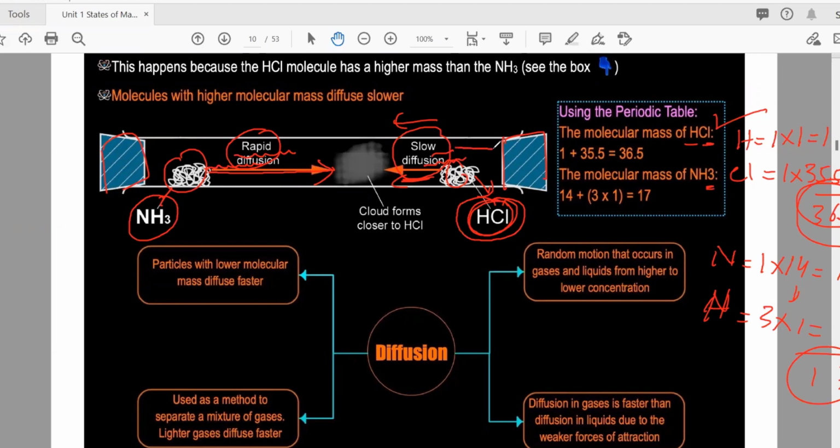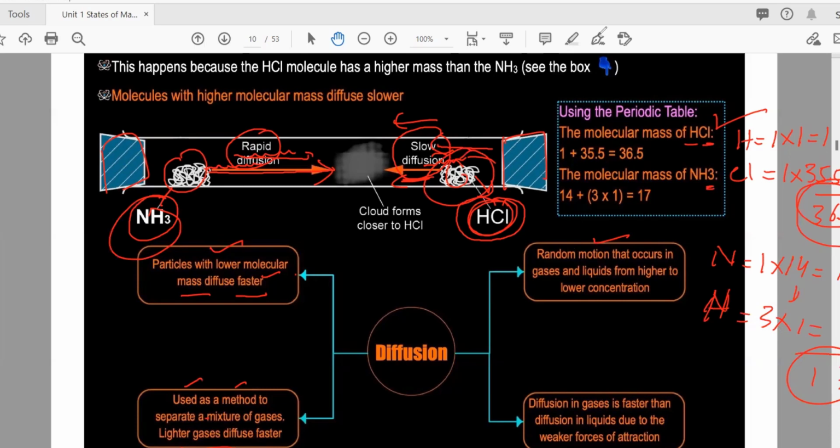So HCl is moving slowly. Why? Because it is heavier. Ammonia is moving faster because it is light. So particles with lower molecular mass diffuse faster, like ammonia. We use this method to separate a mixture of gases. When there are some gases, they also use this method. HCl is moving slowly because it is heavier.